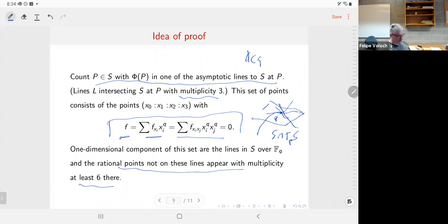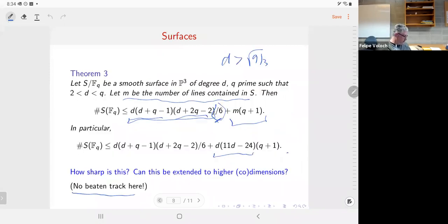So that's easy to say, that it's not everything, but it could have one-dimensional components, and it does when the surface contains lines. This you cannot avoid. If the surface contains a line, the line is a component of this intersection, and so we have to work a little bit and prove that the one-dimensional components of this intersection are precisely the lines. Once you do that, you get this.